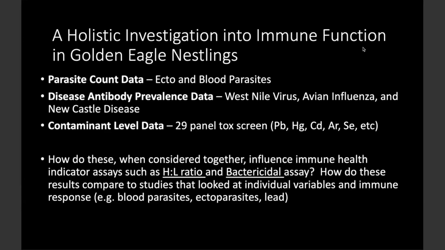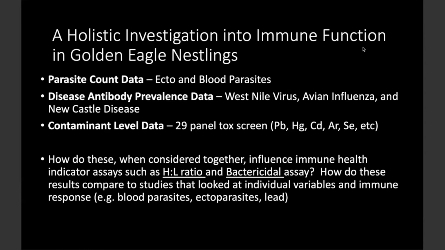Do we see any trends in contaminant level? Do birds that have a certain threshold of lead or a certain threshold of mercury survive longer than birds that have a lower threshold than that? The birds that have lower amounts of those contaminants. Do we see birds that have antibodies for West Nile virus or avian influenza survive longer? Because now they have the antibodies for the diseases and are no longer maybe susceptible right away to those diseases once they fledge from the nest.